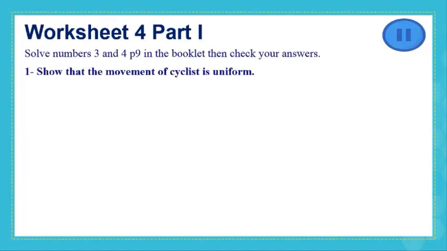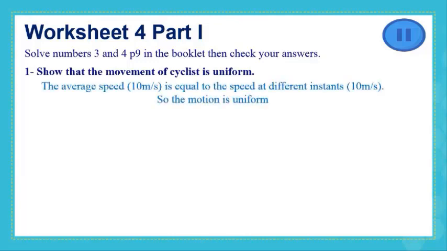Number 3, show that the movement of the cyclist is uniform. The average speed, 10 meters per second, is equal to the speed at different instants, 10 meters per second. So, the motion of the cyclist is uniform.